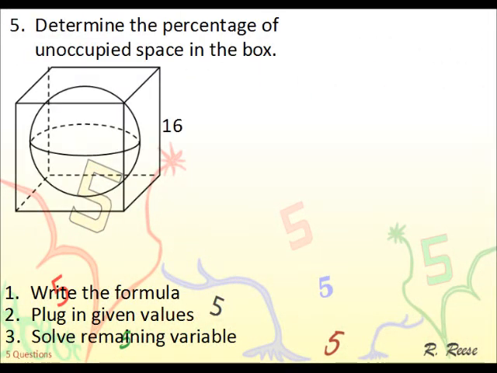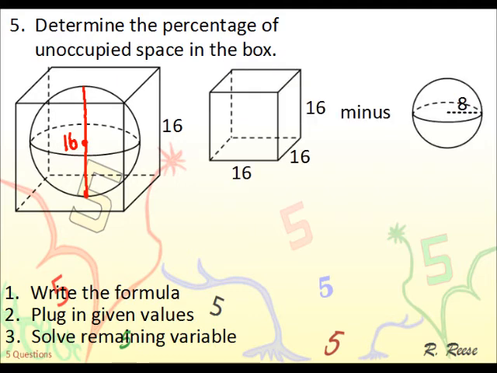Okay, let's do one last one here. Let's determine the percentage of unoccupied space in the box. Now the only measurement that we are given here is 16 for an edge, but believe it or not, that's enough. In order to determine the unoccupied space, the strategy here is to figure out the volume in this entire box. Then we're going to have to subtract the volume of this sphere. Now one of the things you should understand is that if from top to bottom here is 16, then from here all the way down to here is also 16. That means the radius of the sphere would be 8.